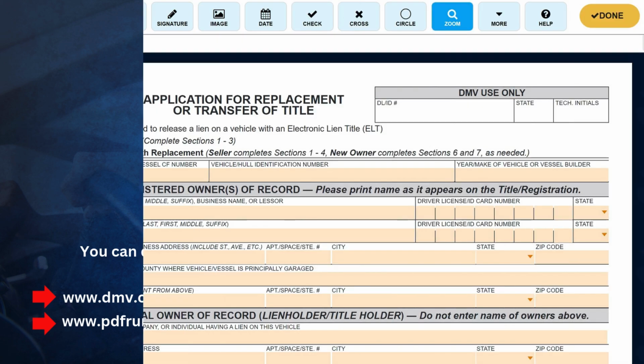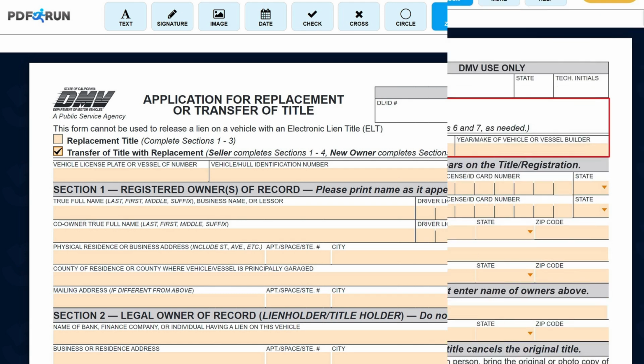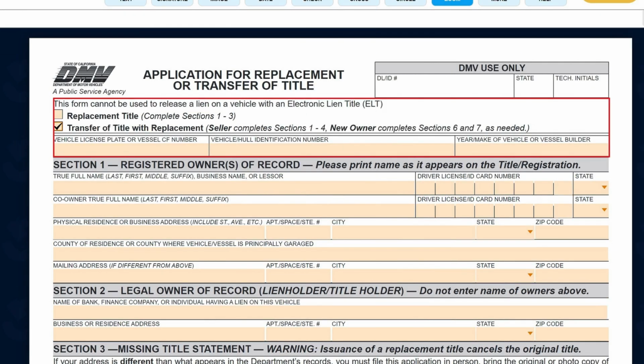On the first page, begin by filling out these fields on the topmost section. Start by marking the box corresponding to the purpose of your application. Afterwards, provide the following IDs, if applicable: license plate or vehicle CF number, vehicle or hull identification number, year, make of vehicle or vessel builder.